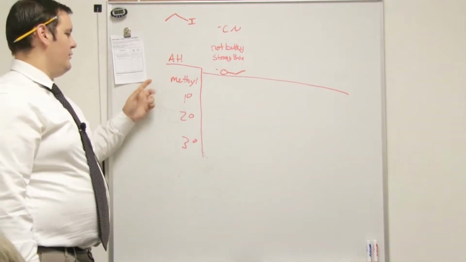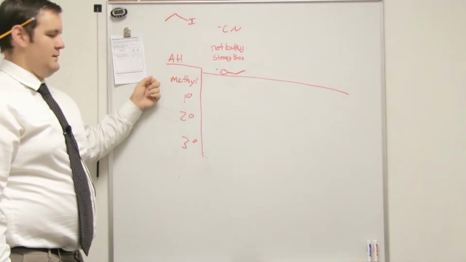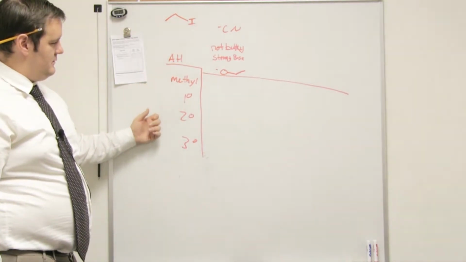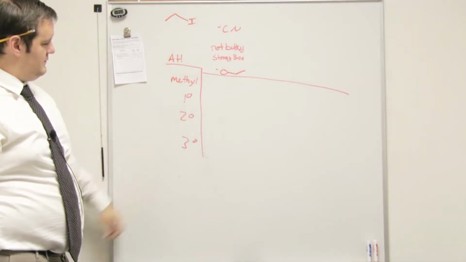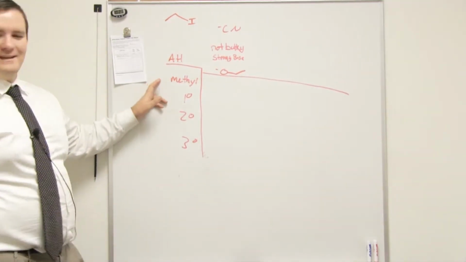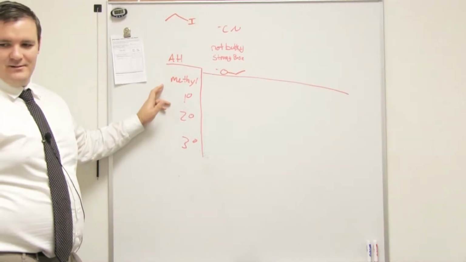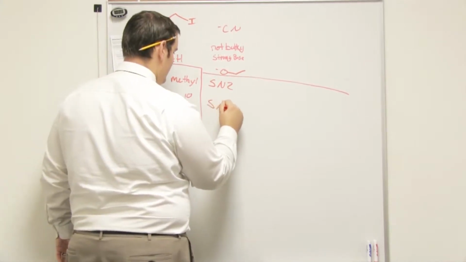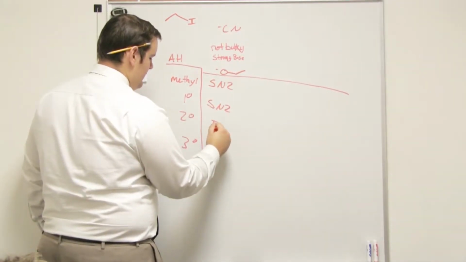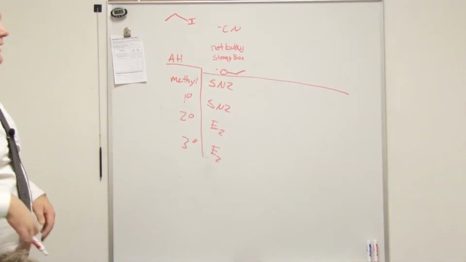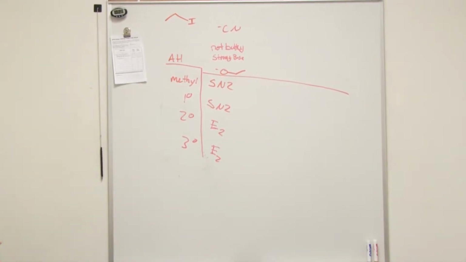If it's a methyl, what reactions are most likely? SN1, SN2, E1, E2. Well, if it's methyl, it would have to be SN2. Primary, we're still favoring SN2. But then secondary and tertiary, E2 is favored. So really, if I see a negative charge on an oxygen and it's not very branched, these are the trends I'm looking at here.